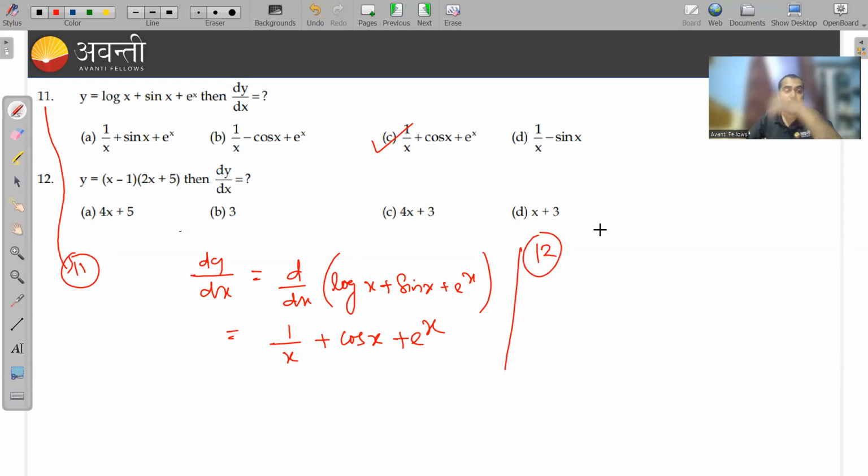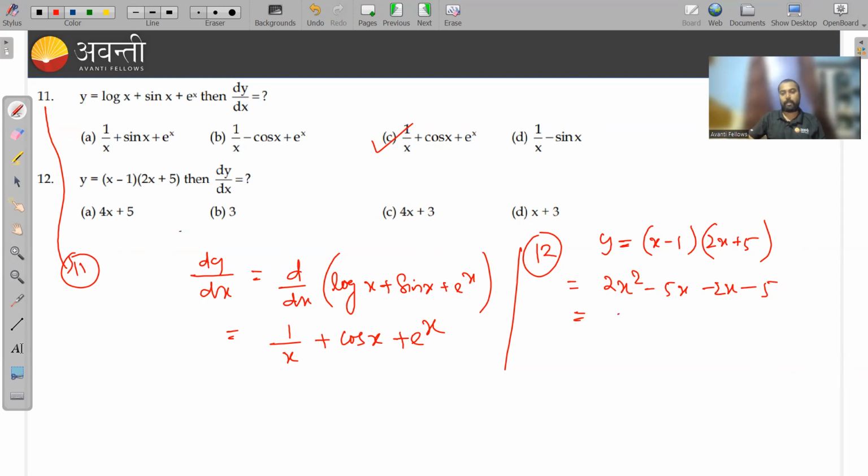Come to the 12th question, that is y is given as x minus 1 into 2x plus 5, and we need to find dy by dx. So what we'll do, we'll first multiply the right hand side in the given function. So this becomes 2x square minus 5x minus 2x plus minus 5, that is 2x square minus 7x minus 5. So if we now differentiate dy by dx with respect to x, this will be 4x minus 7.